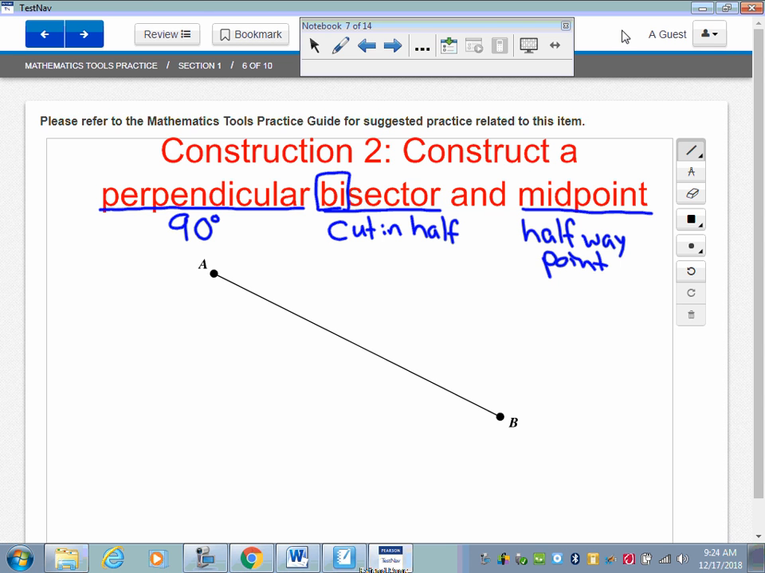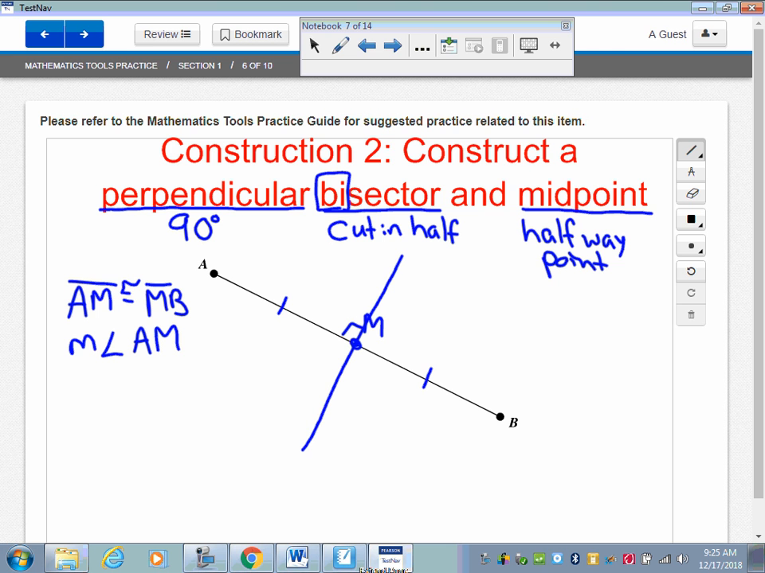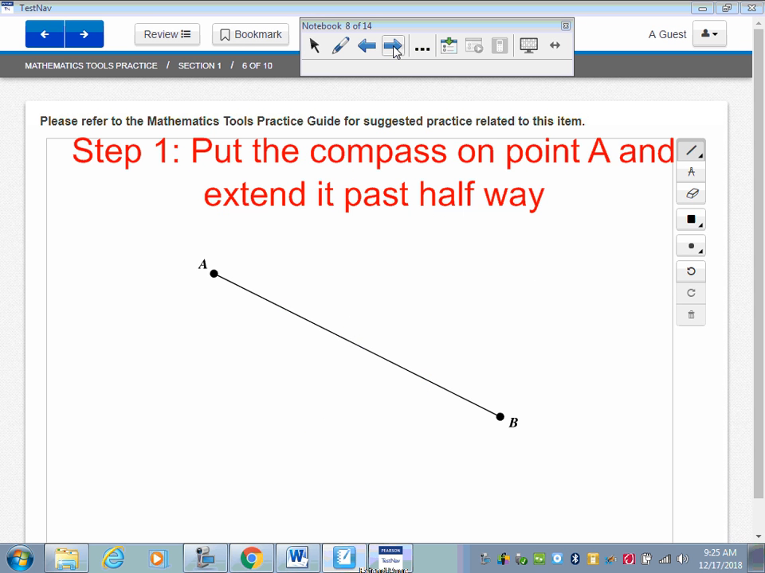So in the end, I should have a point, I'm going to call it M, that bisects it, that's a midpoint. So AM is going to be congruent to MB. And through this point M, I'm going to have a line, and this line is going to make a right angle. So that the measure of angle AMZ, and let's make some other letter up here, maybe like Z, is equal to 90 degrees. So that's the goal that I want to accomplish with this perpendicular bisector. That's what my end product will be.